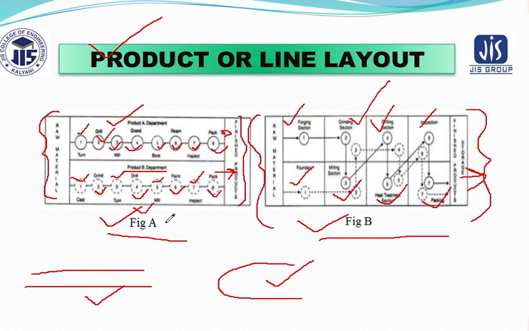From figure A it is clear that one after another the sequence has been arranged to generate product A: you give the raw material and finally get the finished product. In department B the same thing occurs, but in figure B you can see the cellular manufacturing arrangement, where the operations of different machining occur in different sections.